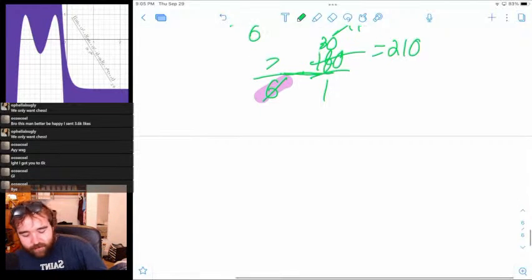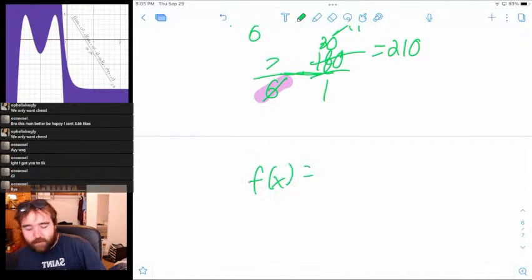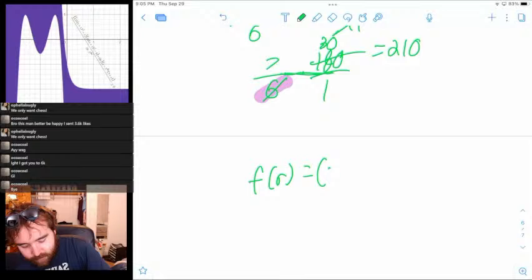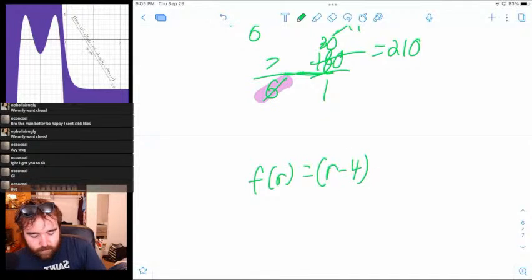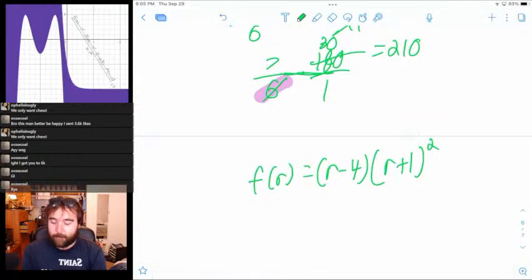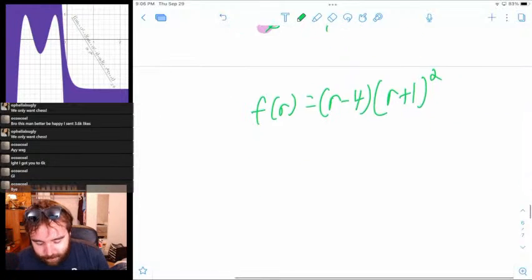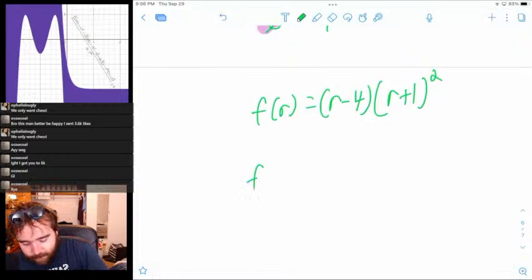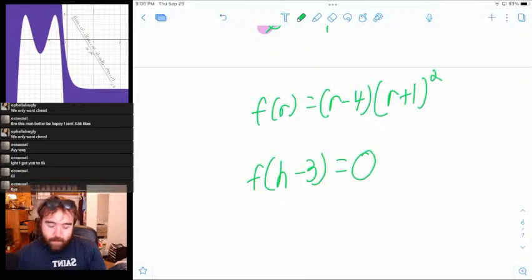Okay. Say it again. f of r equals, in parentheses, r minus 4, times, in parentheses, r plus 1, close parentheses, squared. If f of h minus 3 is equal to 0, what is one possible value of h?